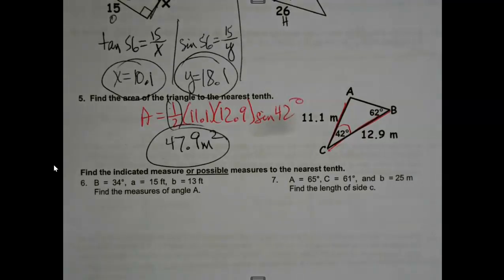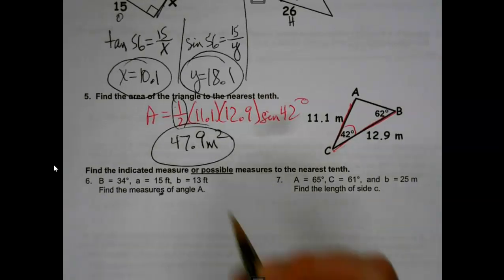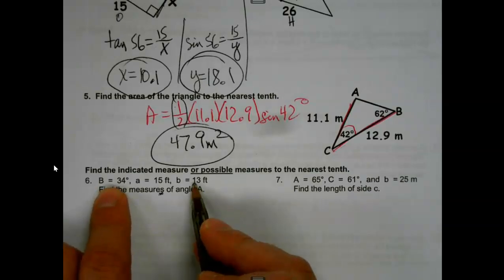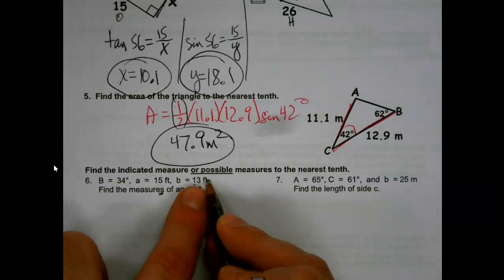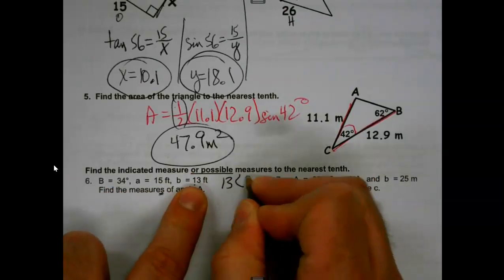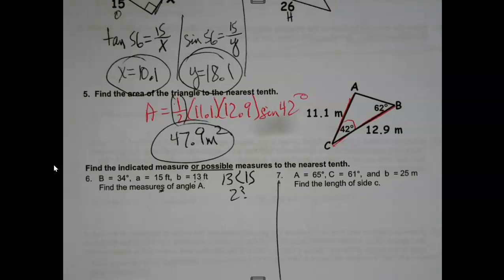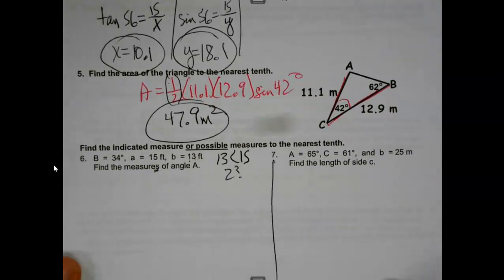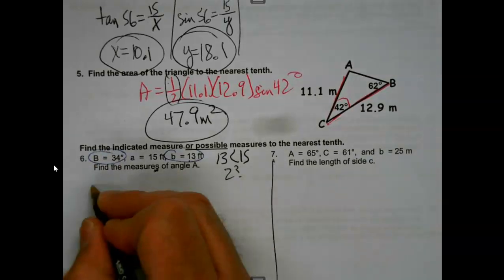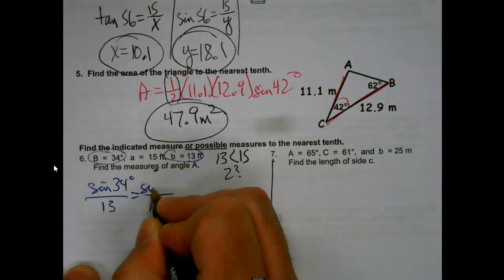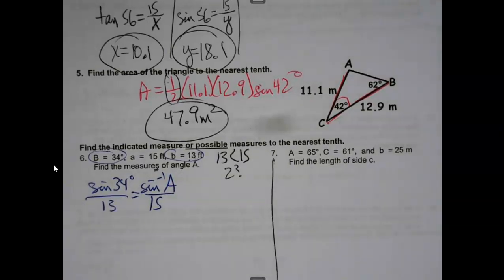All right, find the indicated measure or possible measures to the nearest tenth. Find the measure of angle A. Here's my corresponding side and angle. It's B this time. If your corresponding side is less than the other side, 13 is less than 15, there could be two triangles. So I'm going to roll through the first one like we would normally do this. I've got a corresponding side and angle, so we'll do that first. All I've got otherwise is side A, so I have to look for the angle.